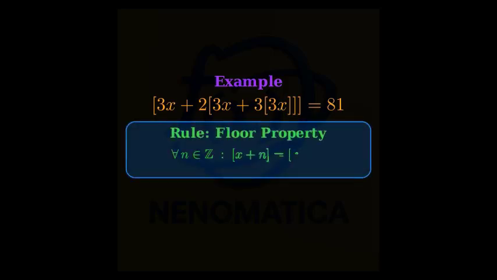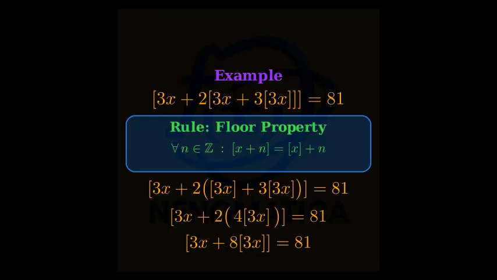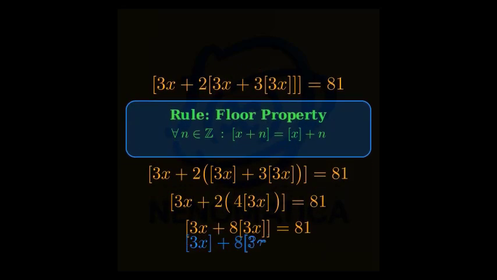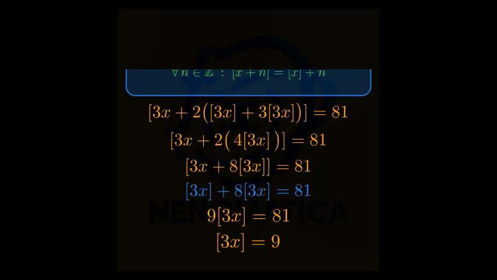Step 2. We simplify inside the parentheses. Floor of 3x is an integer, so adding 3 times floor of 3x gives 4 times floor of 3x. Then multiplying by 2 gives 8 times floor of 3x. Step 3. Because 8 times floor of 3x is an integer, we can take it out of the outer floor as well. That turns the expression into floor of 3x plus 8 times floor of 3x, which equals 81.